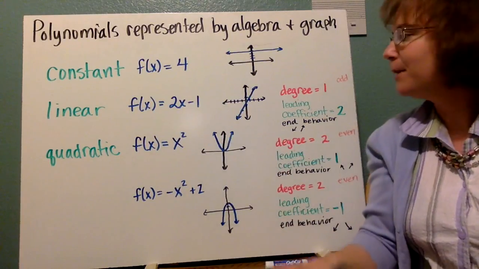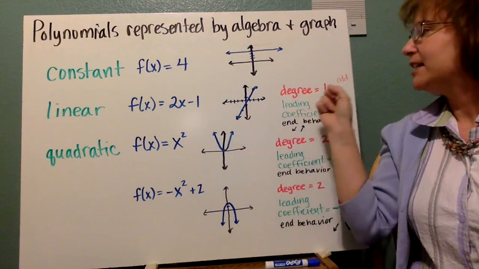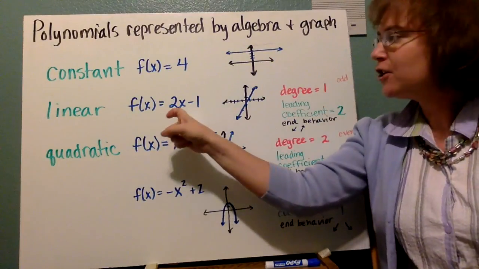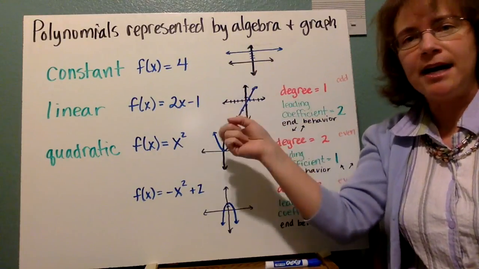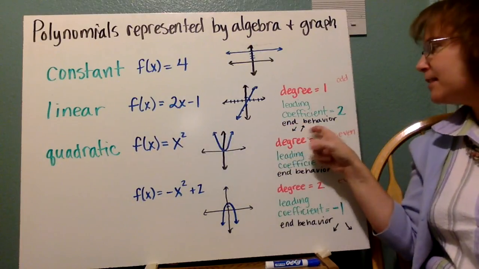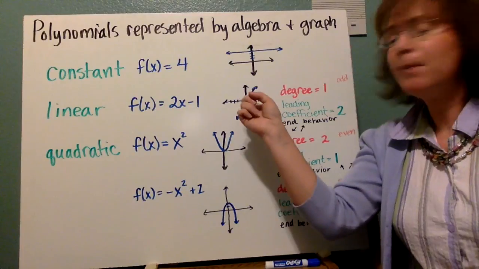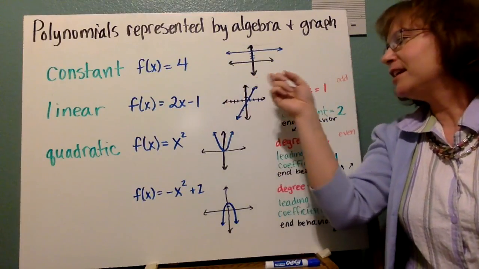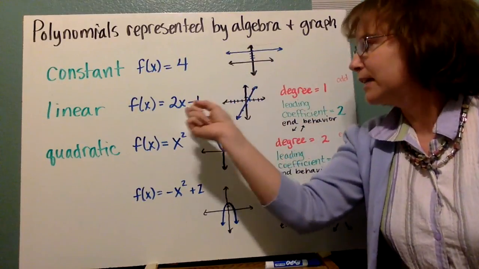Linear, you're very familiar with. This looks like it's got a slope of 2, and it's a degree of 1. The leading coefficient here is 2. Notice that's what makes the slope positive or negative, that leading coefficient. And that determines something called end behavior. So end behavior is what the polynomial is doing on the extreme ends, so as x gets really positive or as x gets really negative.